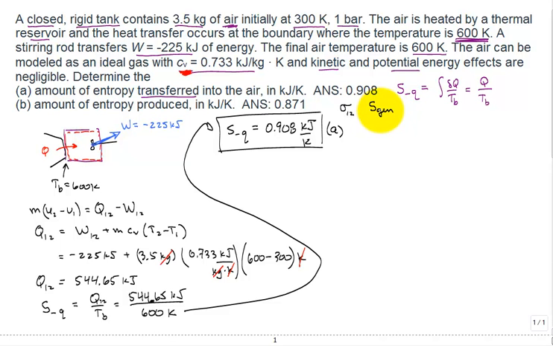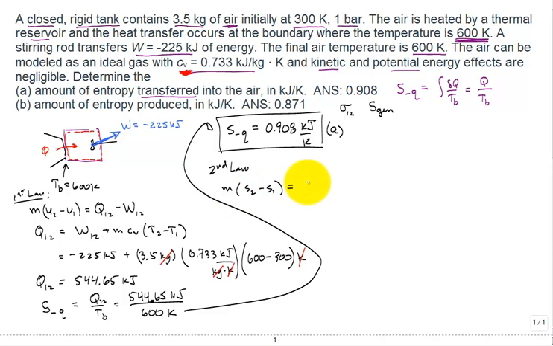All right, so what do we do? Well, we used the first law already for the process and energy balance. Let's use the second law for the process. That's an entropy balance, instead of an energy balance. And so we'll have the mass times S2 minus S1, so that's the change in the entropy in the system.